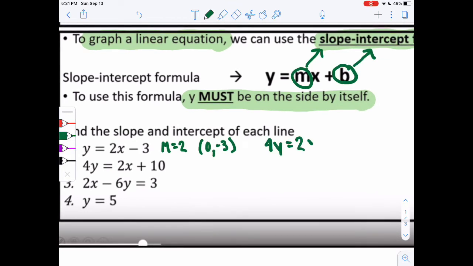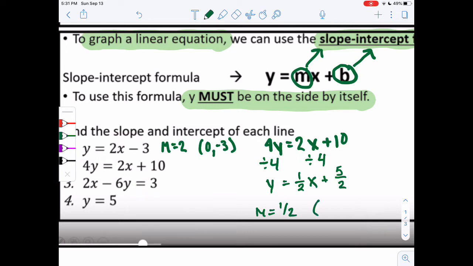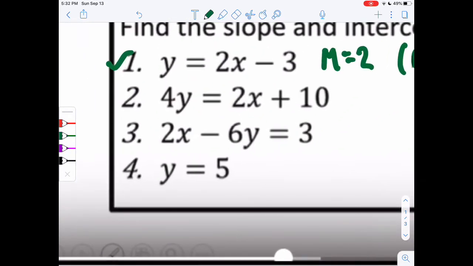I'm going to need to rearrange this equation to get y by itself. I'm going to divide both sides by 4. Now I can see that my slope is 1/2 and my y-intercept is 0, 2.5. I just wrote that fraction as a decimal. Let's jump down here to equation number 4.